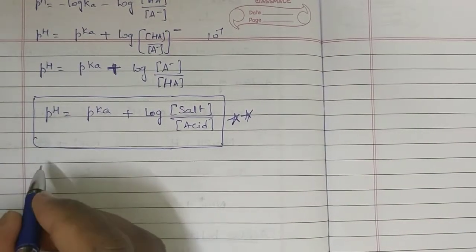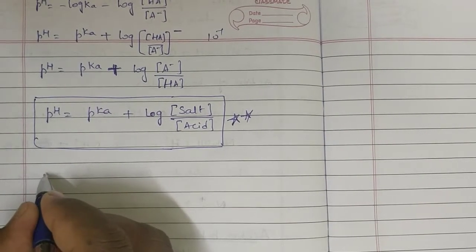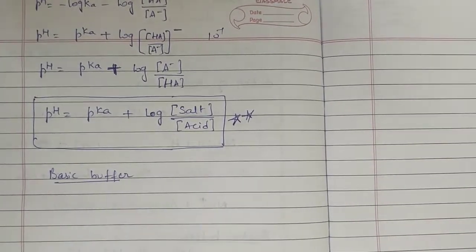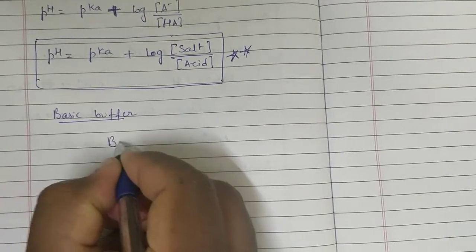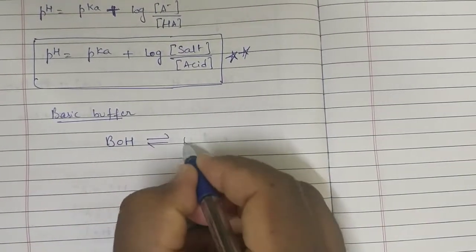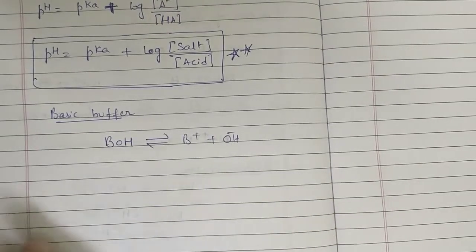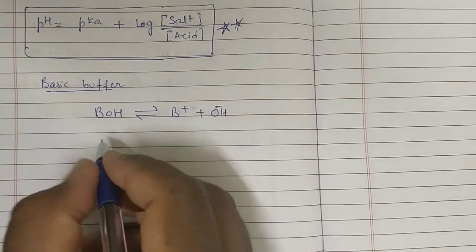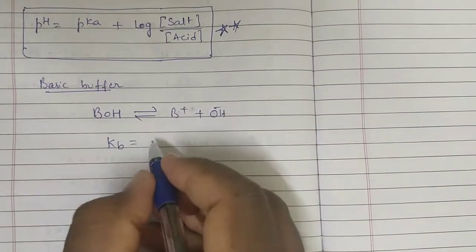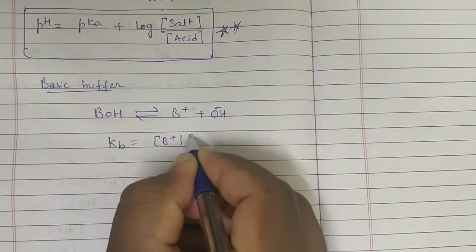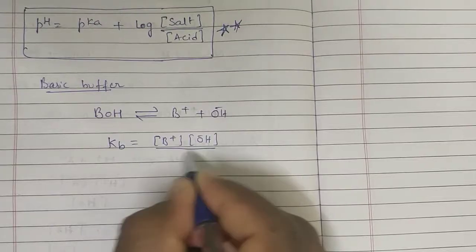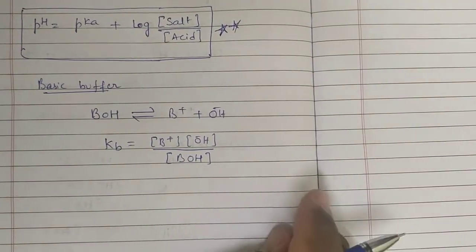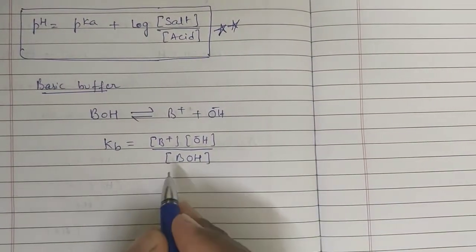Next, for basic buffer, I am going to keep the heading basic buffer. Basic buffer we can write commonly as BOH, which is in equilibrium with B plus and OH minus. For this apply Kb. Kb is equal to concentration of B plus into concentration of OH minus divided by concentration of BOH.